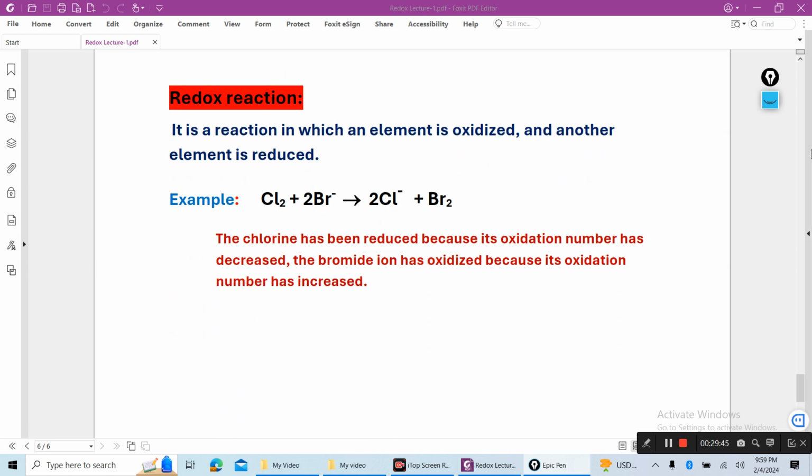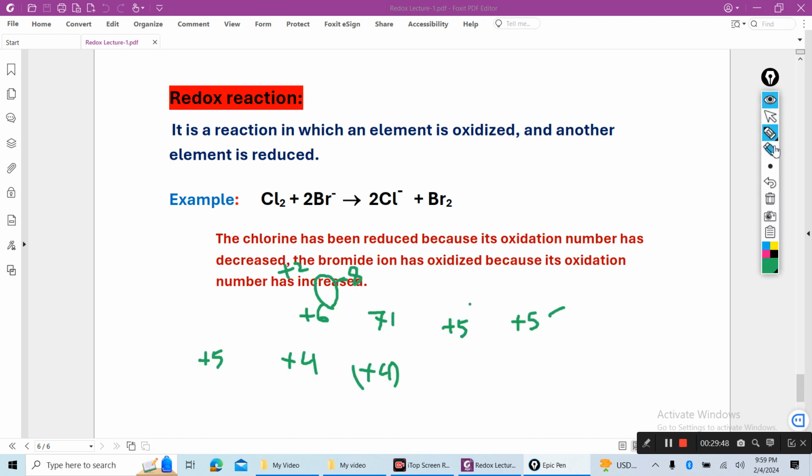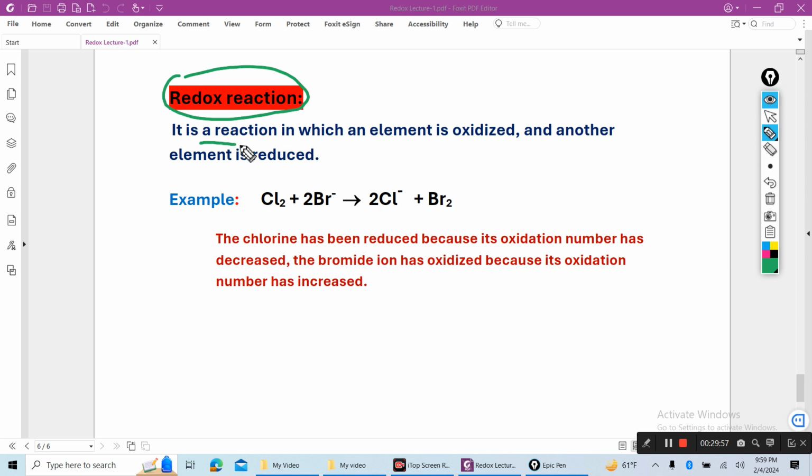Now you will know redox reaction. What is redox reaction? Redox reaction is a reaction in which an element is oxidized and another element is reduced. One element oxidized and other element is reduced. That reaction is known as redox reaction.